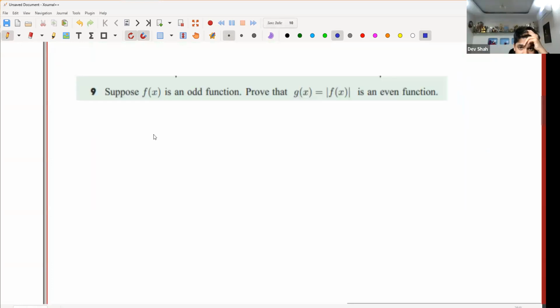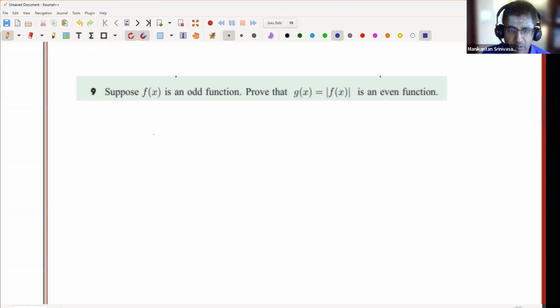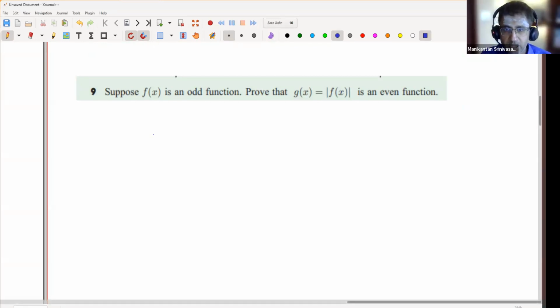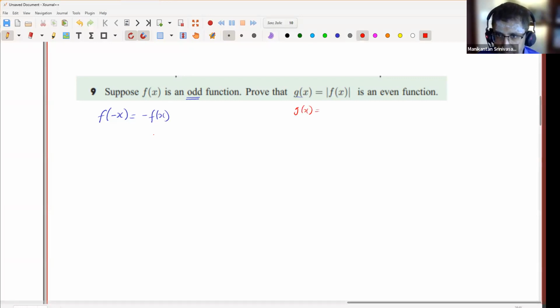Yeah. Okay. So we just went over the definition of odd and even. So it's a very timely question. Suppose f of x is odd, and g of x is mod of f of x. So f of x is odd, which means f of minus x is minus of f of x because it's given to be an odd function. Now let's come to g. g of x is already given. Now g of minus x is what we have to check, which is mod of f of minus x.